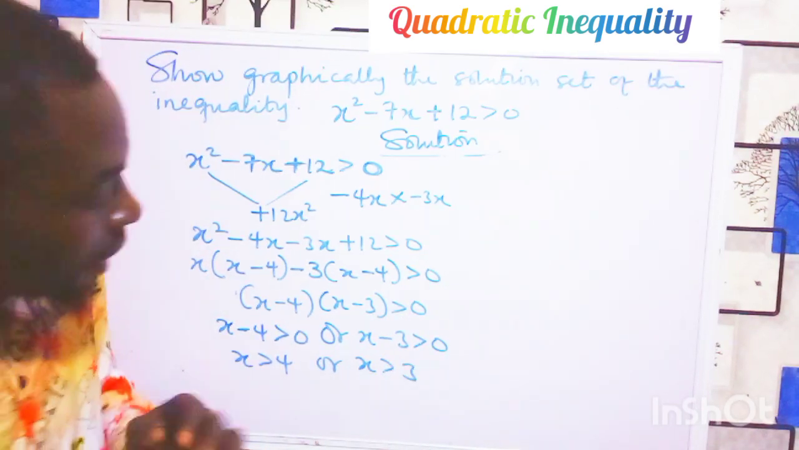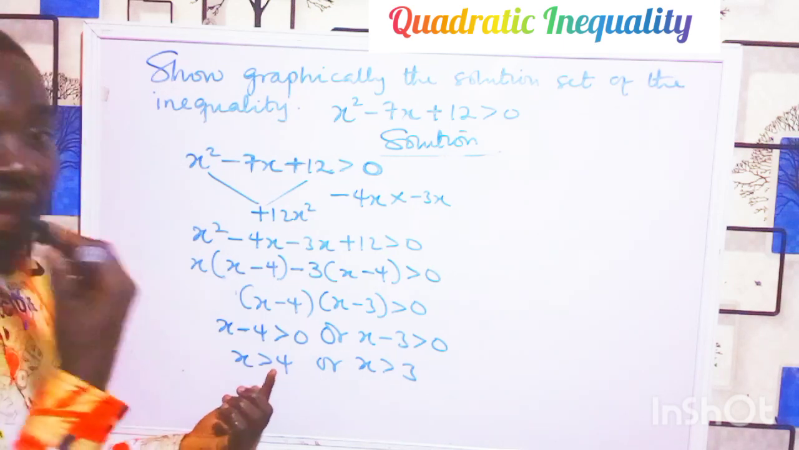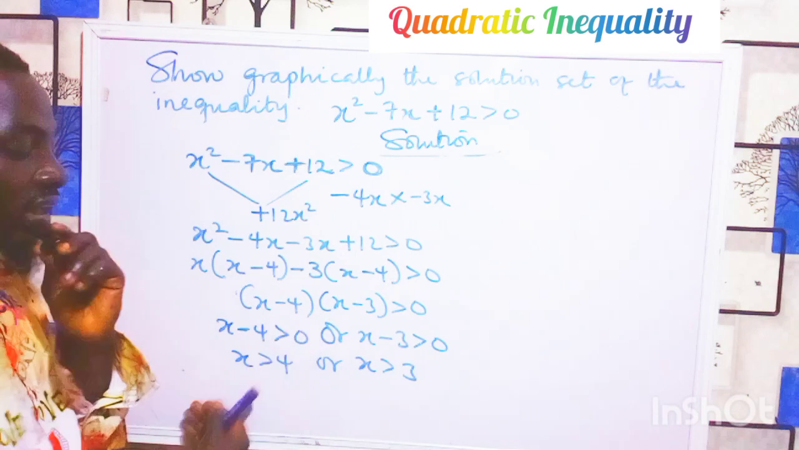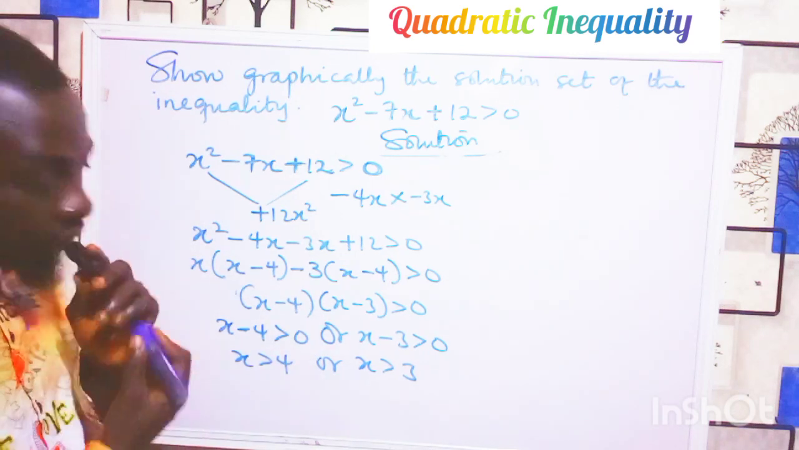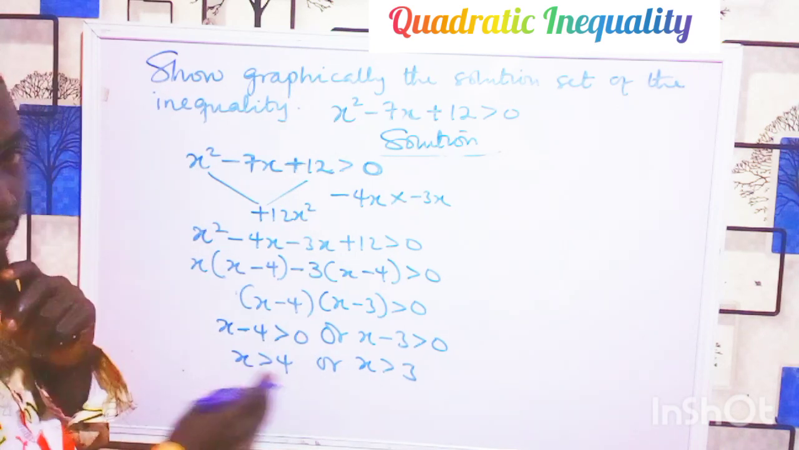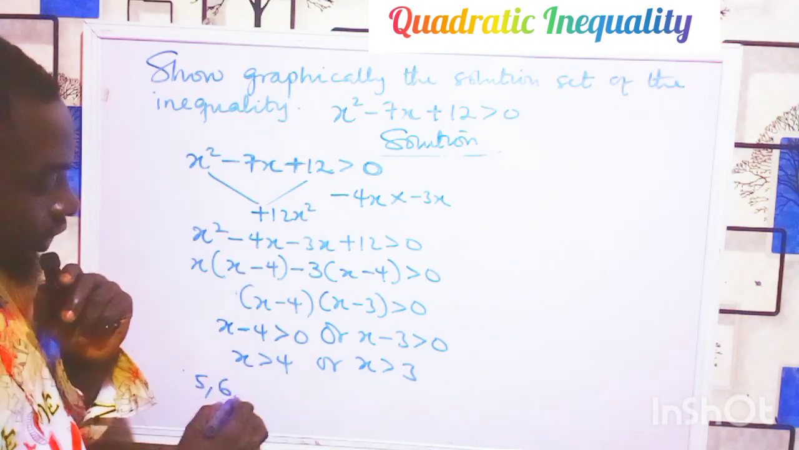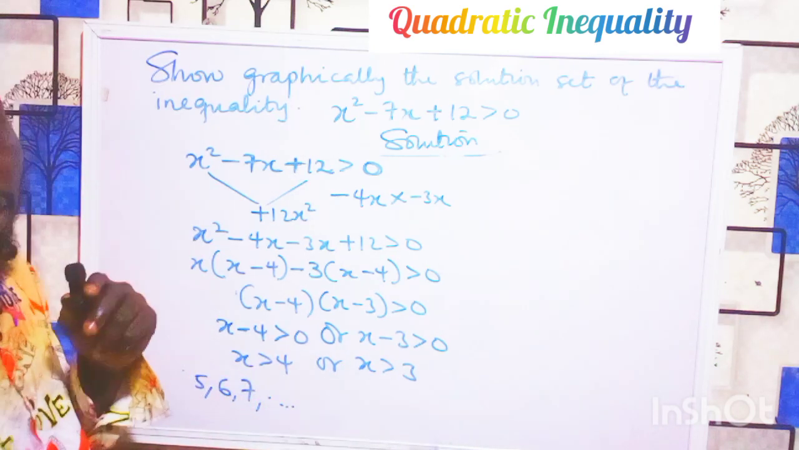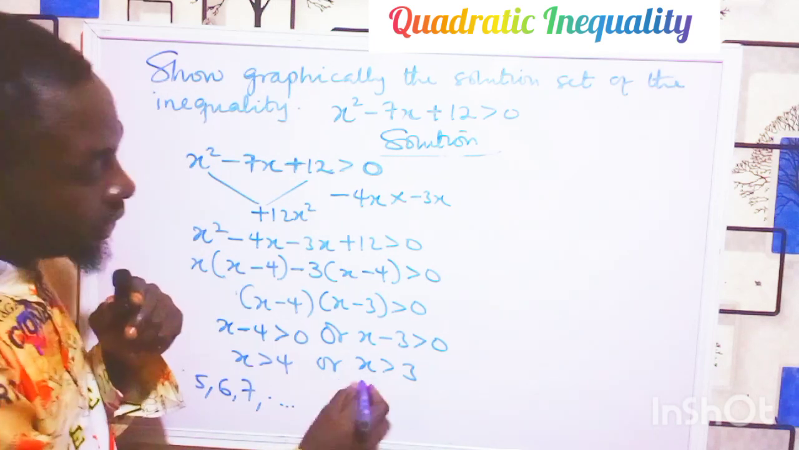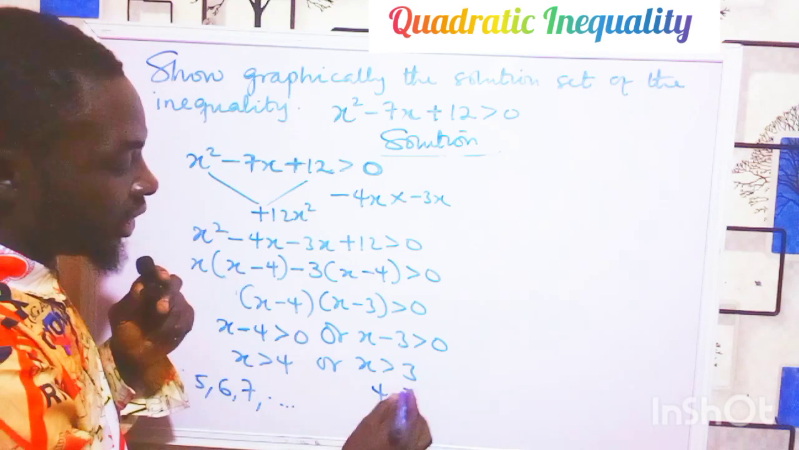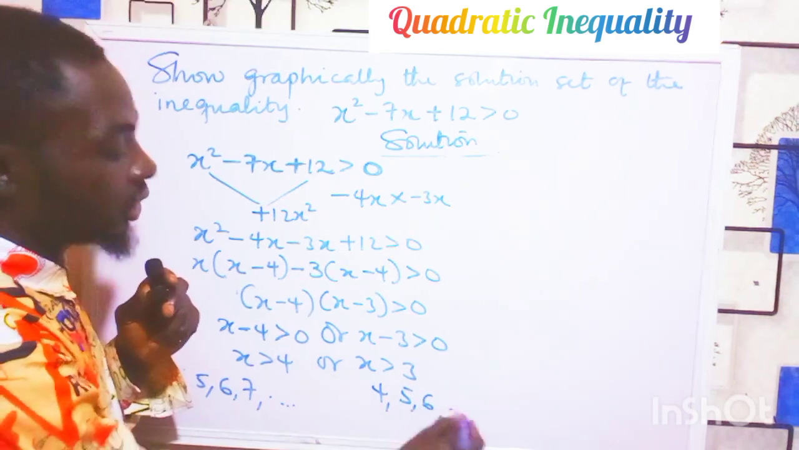Now we are looking for the value of x that will satisfy this. And how do you do justice to that? Get the range of values of each of them. That means x is greater than 4. What are the numbers greater than 4? We have 5, 6, 7, and continue like that. So what are the numbers greater than 3? We have 4, we have 5, we have 6, and continue.